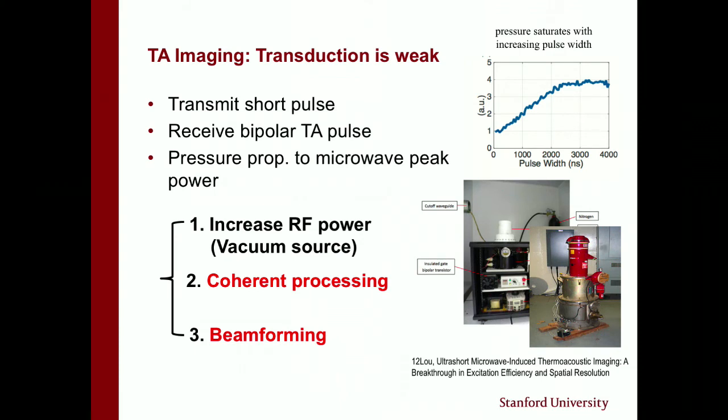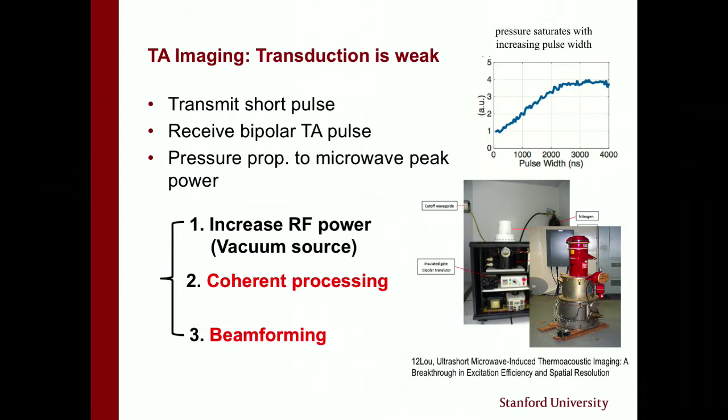It sounds all good and great, but the problem is the transduction is weak. The transduction between RF and ultrasound is very weak. And traditionally, to overcome this weak transduction, we've used very high power sources, magnetrons, klystrons, megawatts of peak power. One thing to keep in mind is that thermoacoustic imaging is a nonlinear phenomenon, in the sense that the pressure you receive is proportional to the power you put in. In other words, the power you get out is proportional to the power you put in squared. So that has consequences in terms of pulse width and peak power.